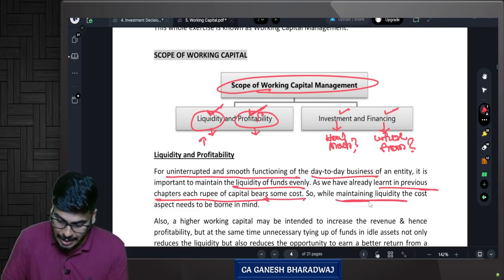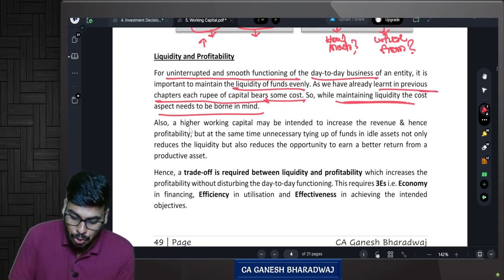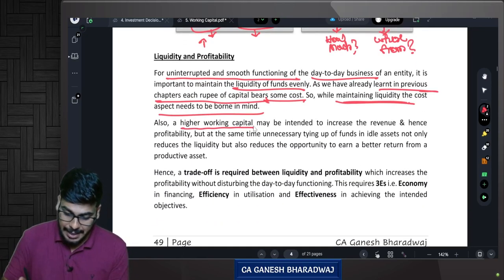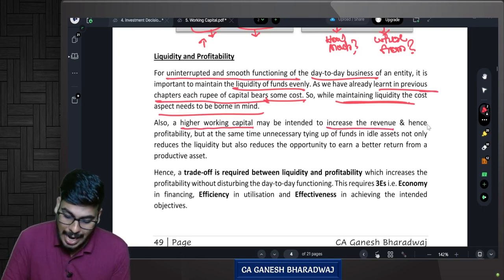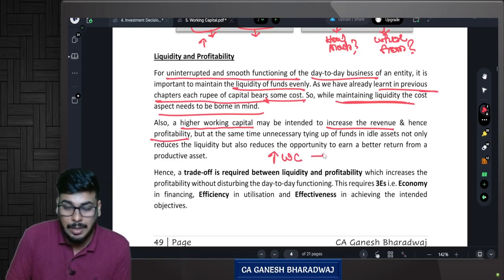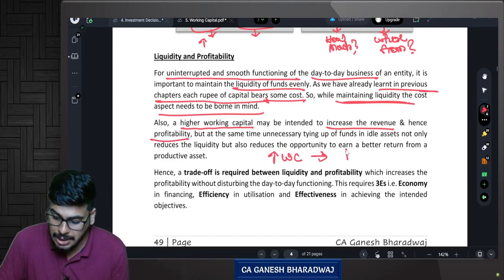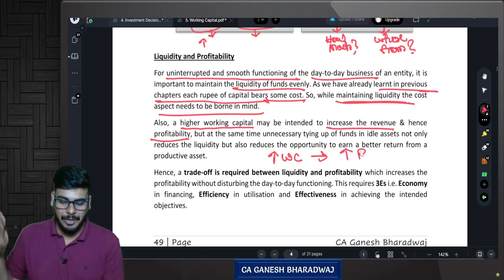So while maintaining the liquidity, the cost aspects need to be borne in mind. Also, a higher working capital may be intended to increase the revenue and hence the profitability. If you have high working capital, what will happen? Now you have more funds, so you can generate more sales. More sales will generate, what happens? More profit will be there, correct?